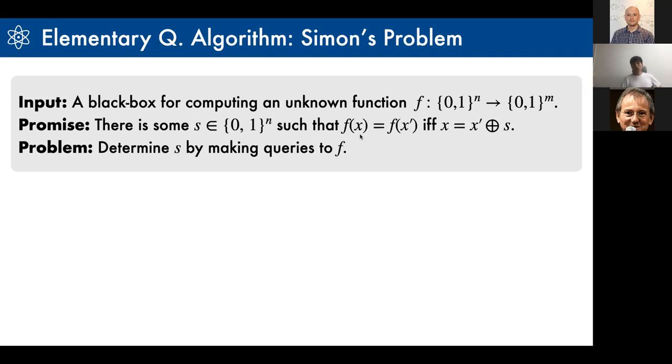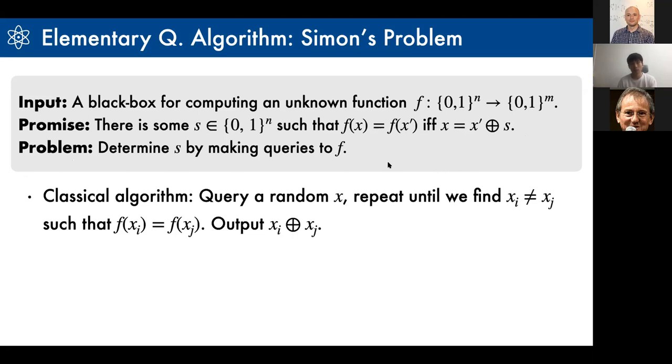So when we sample from this function, and if we receive the same outcome for two different inputs, then we know for sure that they are related by this relationship. So this problem is also like finding some sort of pattern or hidden structure within the problem. Okay, so of course now the task is to determine s by making queries to f. Okay, how do we do it classically? You just basically have to try random inputs and repeat until we get a collision.